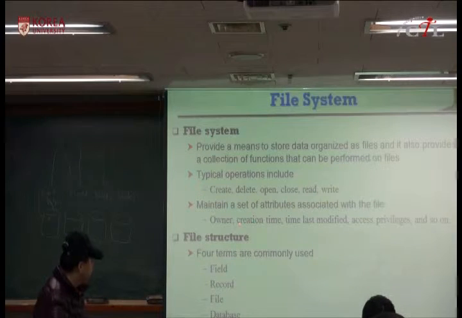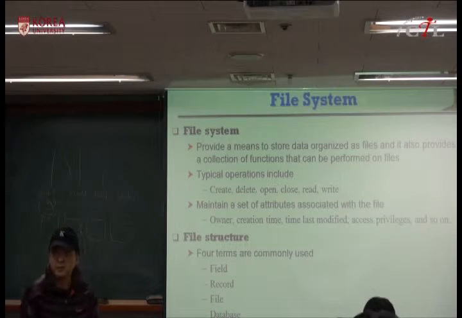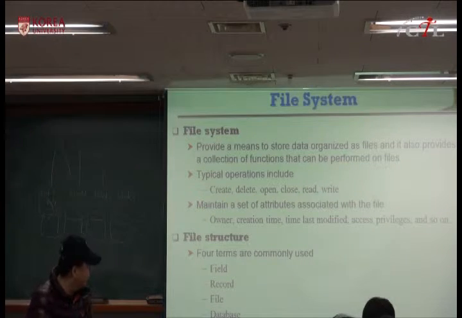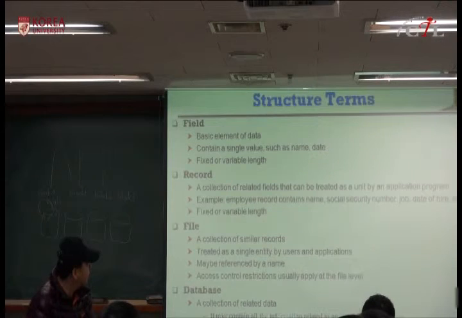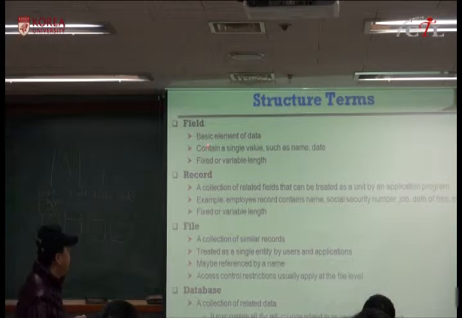And file structure, from small to large: the smallest structure is a field, and a collection of fields can form a record, and a set of records can be a file. Then you can maintain a file system, or you can also have a database system, which is somewhat different from the operating system. If you maintain a database, it is usually maintained by a database management system, which is independent of the operating system. So we'll focus on these structures in the file system. A field is a basic element of data.